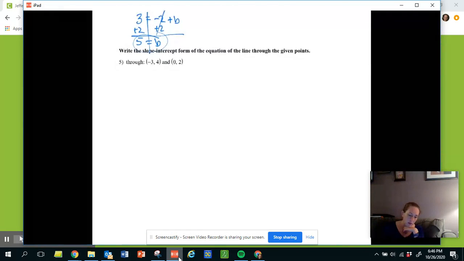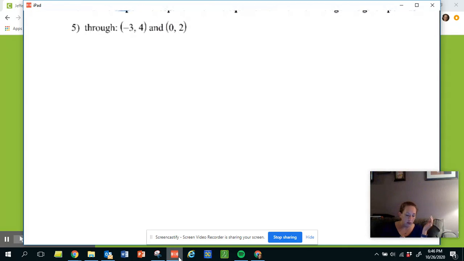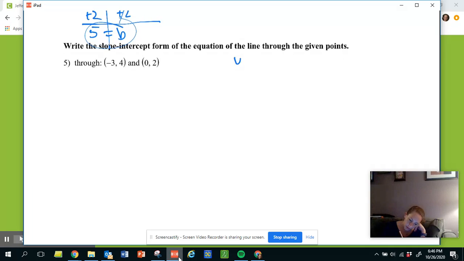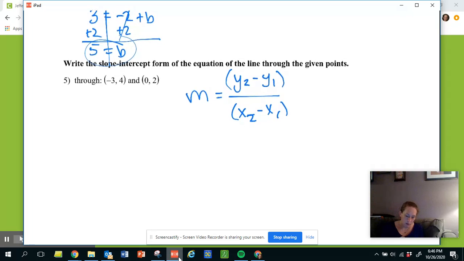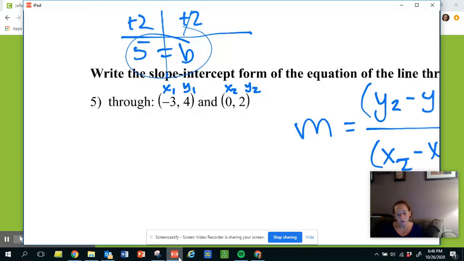This one is the same thing. The only difference is that this time I have to find the slope. We have a formula for that. You subtract your y's and your x's and put them in a fraction like this. We have done that before, okay? So I'm gonna label my points and find the slope.